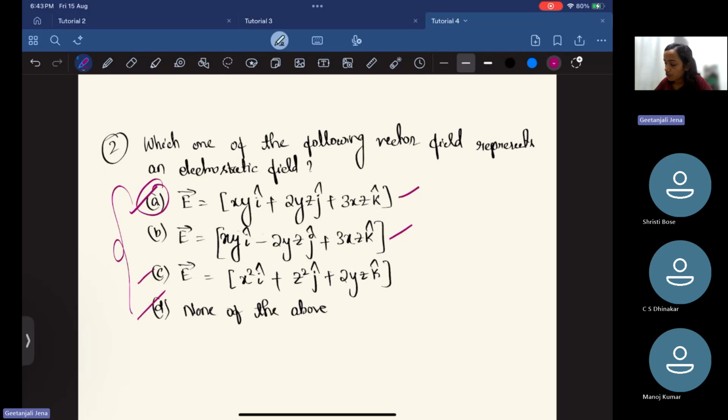You can see here for A and B, the options are quite similar in the representation of the field. Only the sign here is plus and the sign here is minus. So if you can calculate for this, the answer will be the same for this also. So you just need to check whether this one is satisfying or this one is satisfying, or neither of these is satisfying the electrostatic condition.